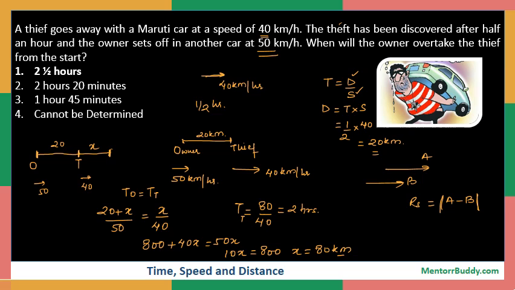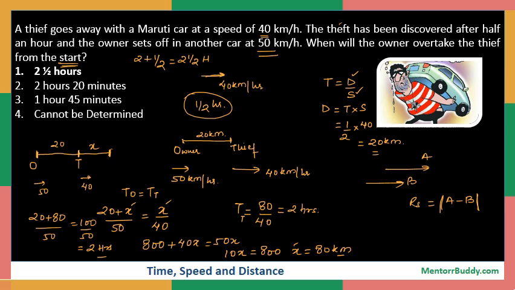So whether you substitute the value of x in this equation or in this equation, because see, 20 plus x upon 50, this is also going to be 100 upon 50, and that is 2 hours. So in both the cases you will get the time is equal to 2 hours. Though the question has asked time from the start, that means it is going to be 2 hours plus half an hour, because initially after half an hour the theft was discovered. So it is going to be 2 hours and 30 minutes, that is 2.5 hours. So therefore this answer becomes option number 1.